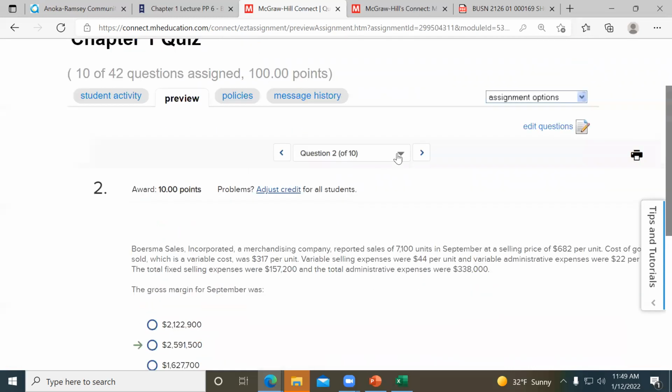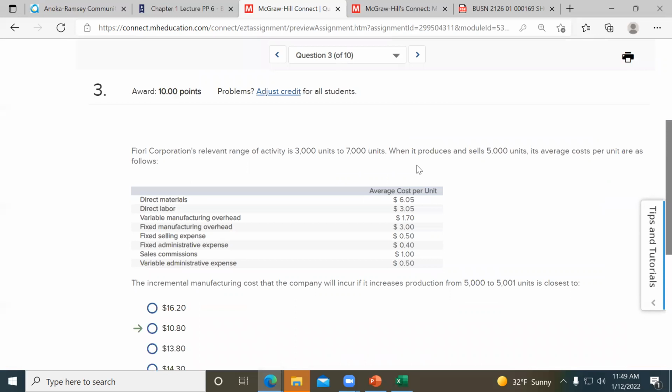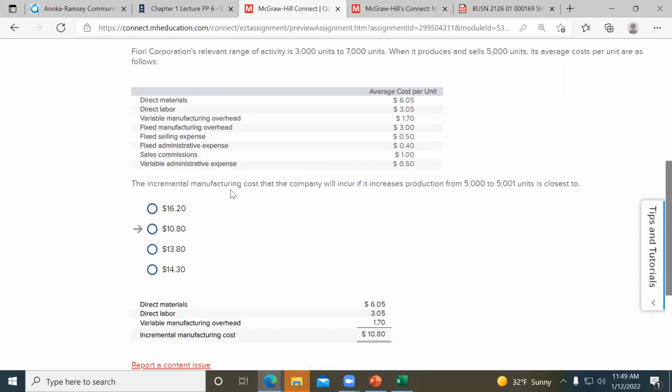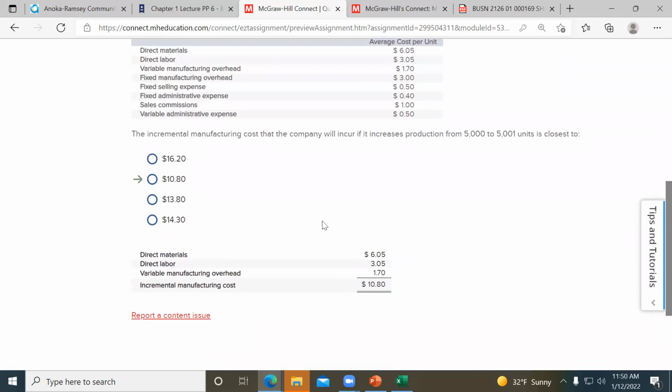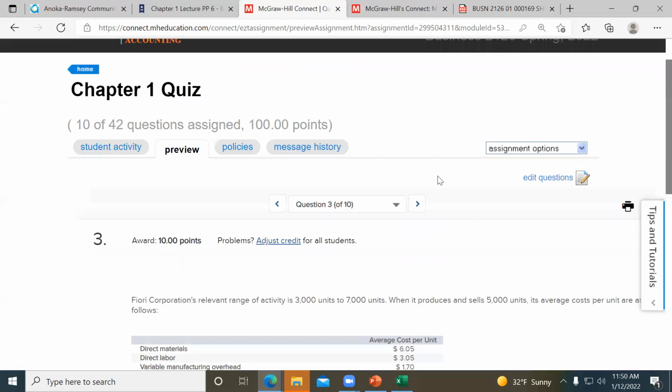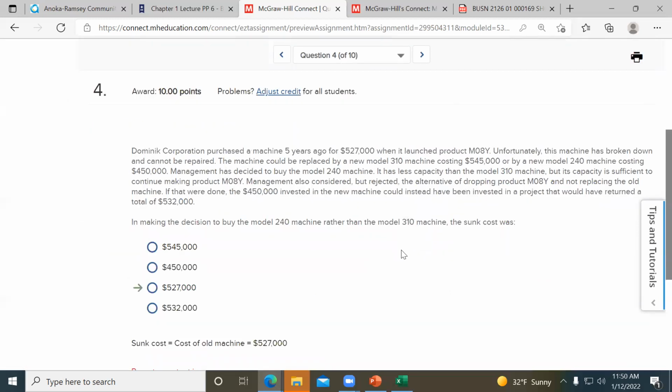Next, Fiori's relevant range is between 3,000 and 7,000 units. When it produces and sells 5,000, its average costs are as follows. The incremental manufacturing cost that the company will incur if it increases production from 5,000 to 5,001 is closest to, how do you figure it out? Next. What is the sunk cost? Remember, sunk cost is something that has already been incurred. Okay.